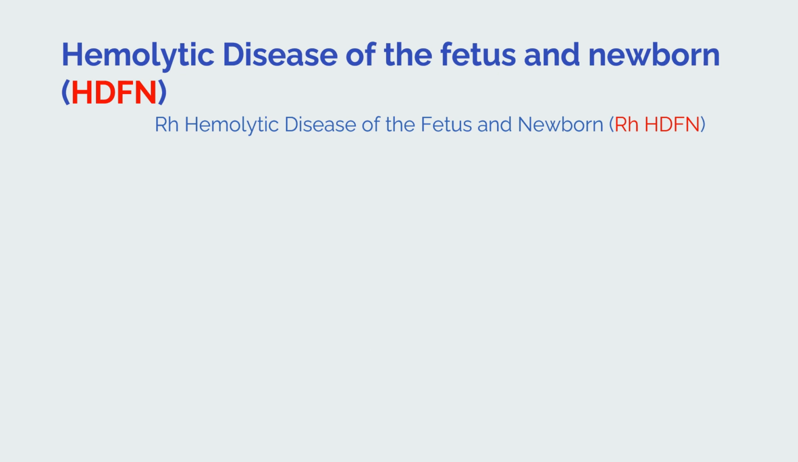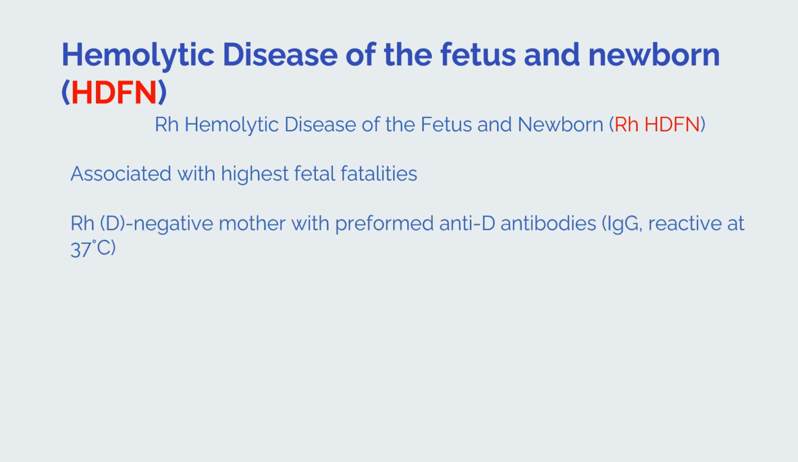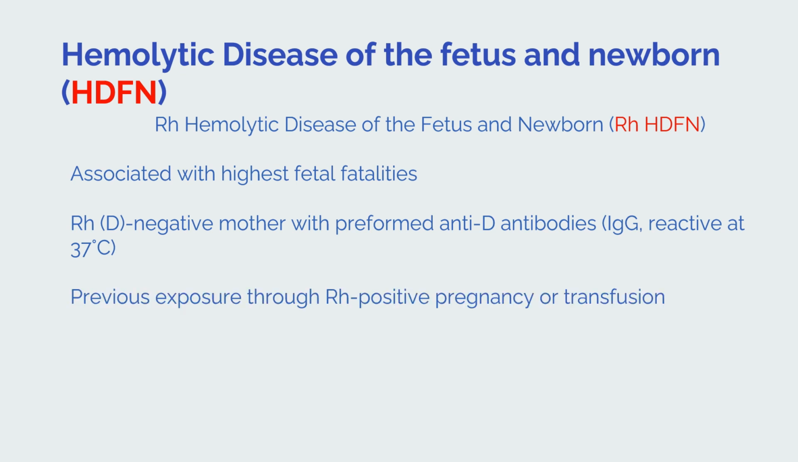Among various causes of HDFN, Rh-HDFN is associated with the highest number of fetal fatalities. This occurs when an Rh-D negative mother has preformed anti-D antibodies, IgG antibodies reactive at 37 degrees Celsius, as a result of previous exposure to the D antigen. This exposure can happen through immunization during a previous pregnancy with an Rh-positive baby or from prior transfusion of Rh-positive blood products.